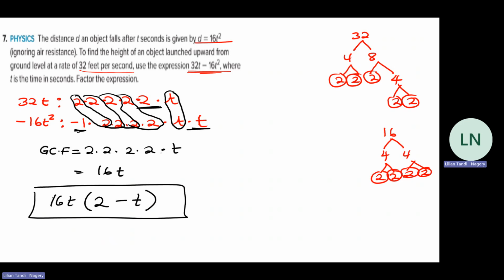Okay? Now check your work. 16 times t, 16 times 2, 32t. 16t times negative t, negative 16t squared. So you know you're correct.